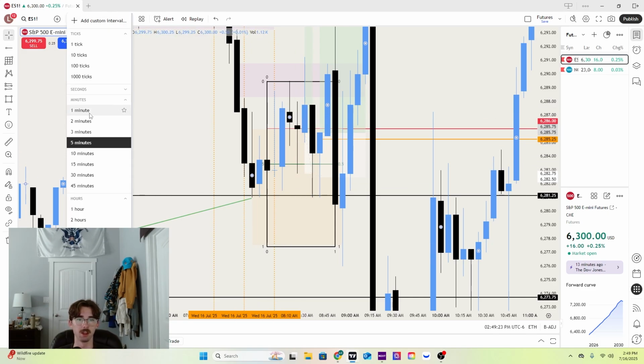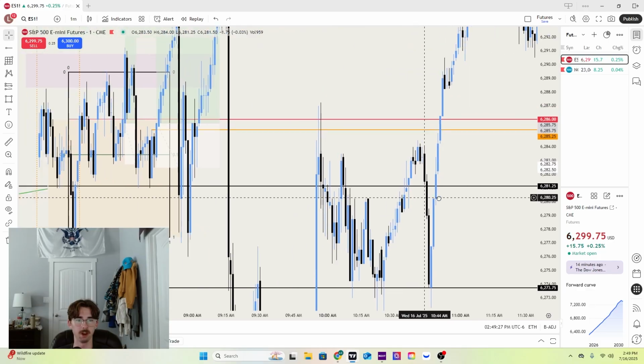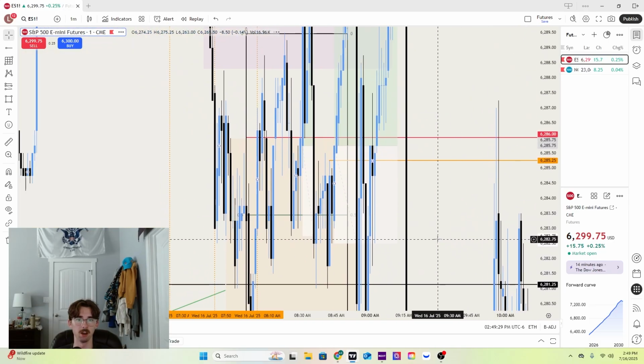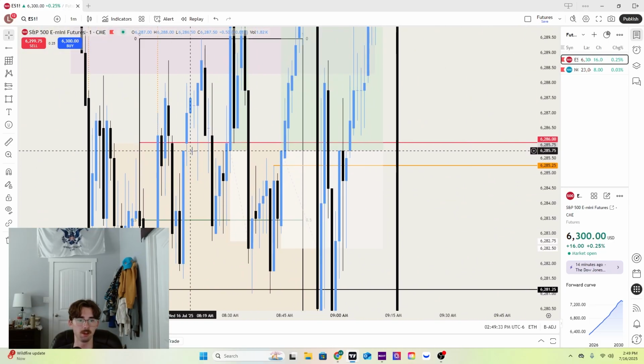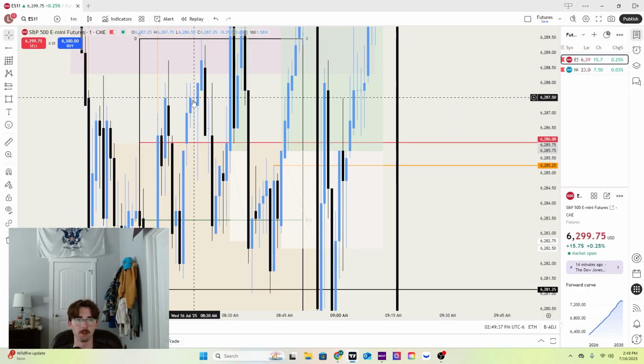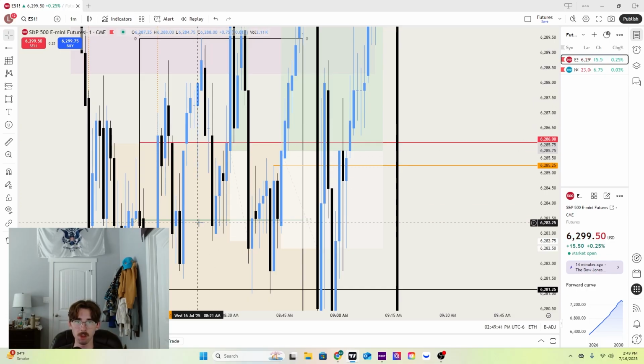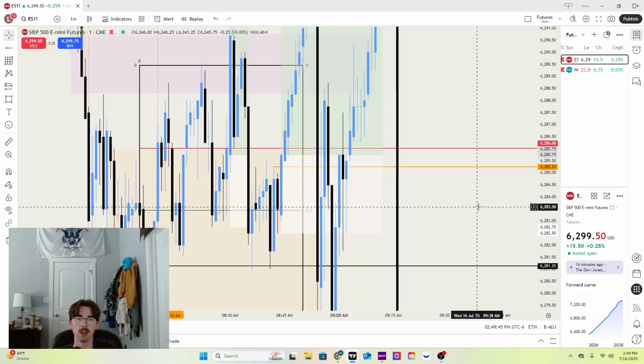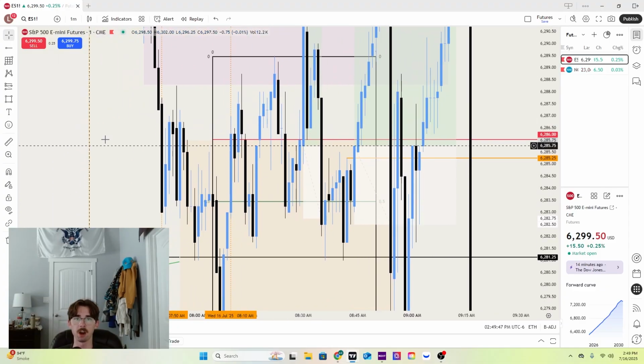We'll go into the 1 minute real quick. This is where I executed off of. So we got a break of structure, right? Which was the close of the 820 candles. So right here is where we got our break of structure. And we come back down and we push into equilibrium. We also push into this order block. That is the price range where I executed off of, right?